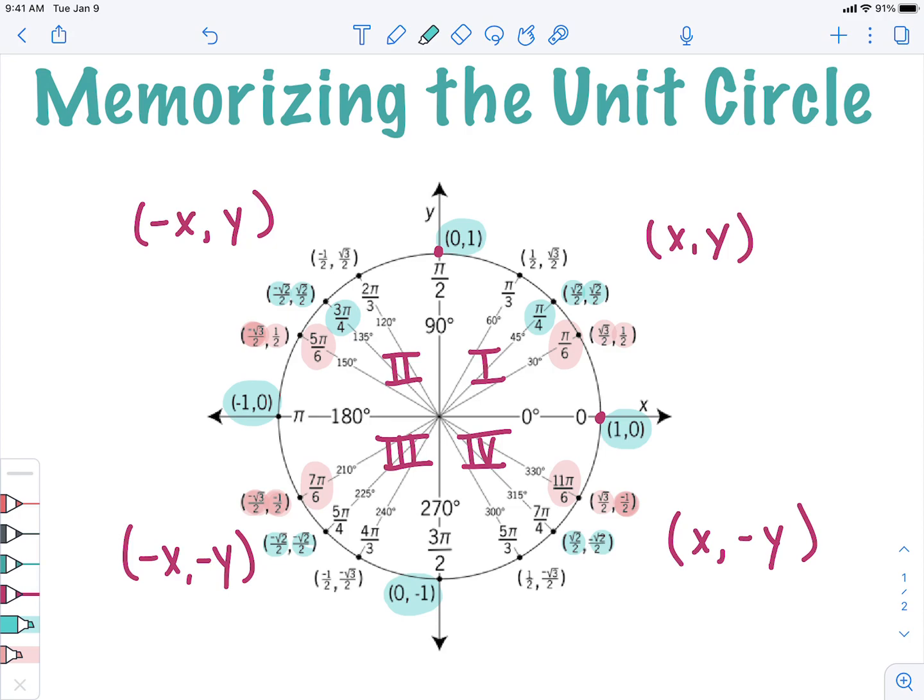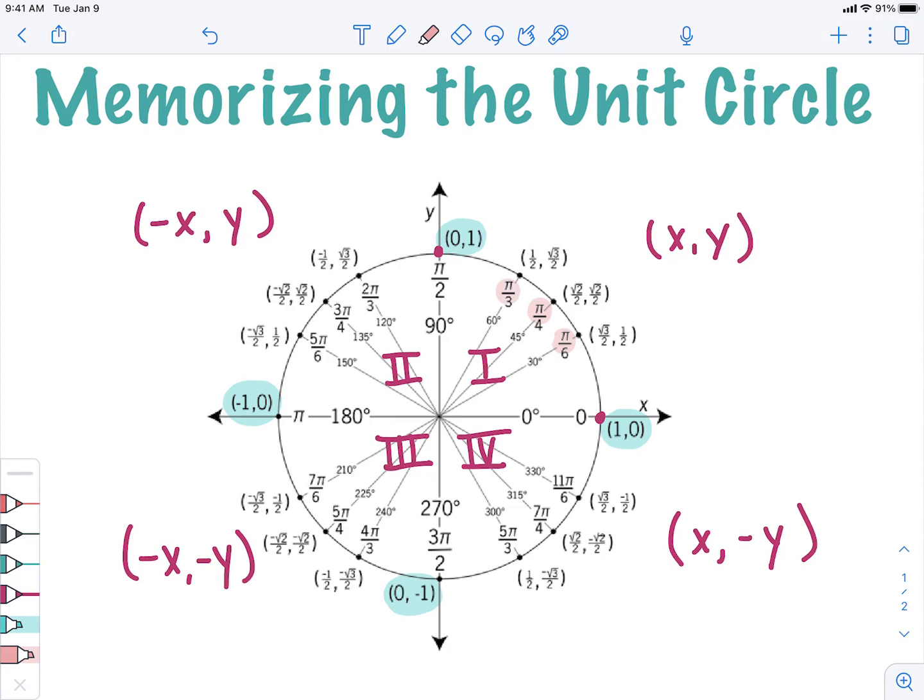The other way you can remember where the radian values are is to think about it logically. So if I'm looking at the first quadrant, I only have one piece so far. So that's why I only have 1 pi out of 6, pi out of 4, and 1 pi out of 3.